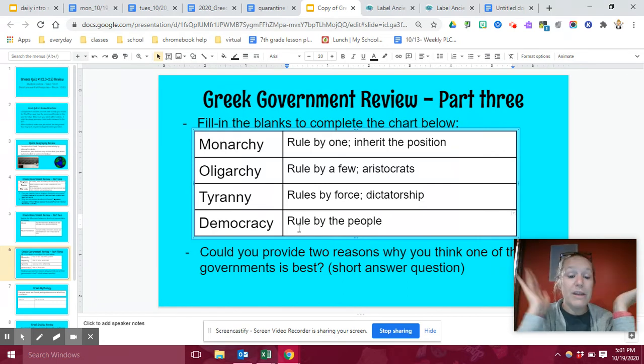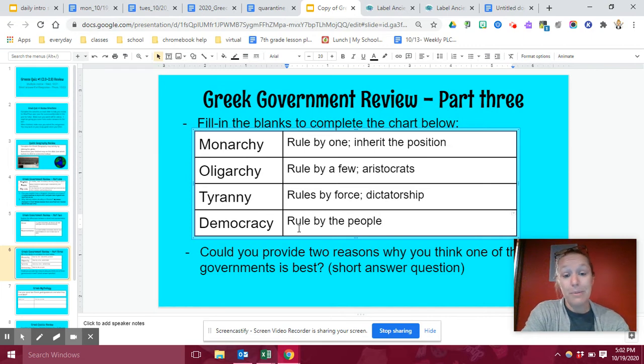All right. So on the quiz, you need to be able to provide 2 reasons why you think one of these governments is best. Okay. I don't care which one you pick. All right. Now, the easy choice would be I think a democracy is the best because the people rule and they get to vote. All right. But you could put a monarchy is the best because it's rule by one and it's easy to make decisions.